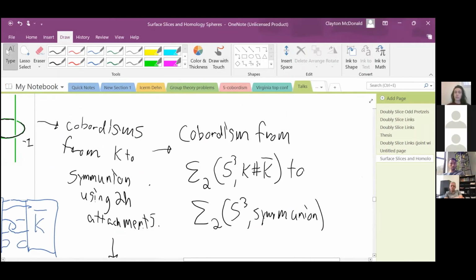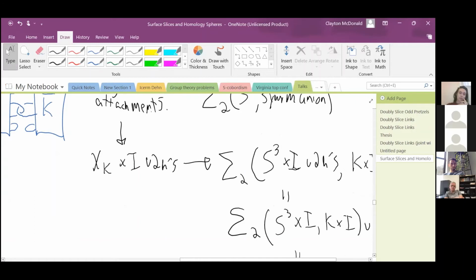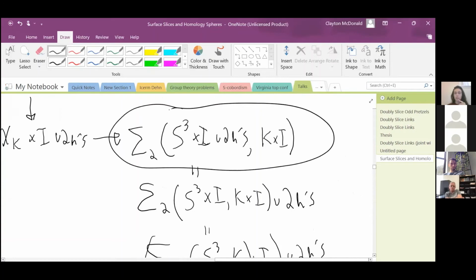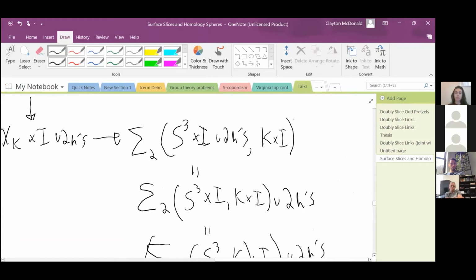And then, of course, that's going to naturally, by taking the branch cover, give us a cobordism from the branch cover of K, or sorry, not K, I want to say K cross K bar here. That's going to give us a natural cobordism from the double cover of K cross K bar to the double cover of the symmetric union. So the idea here is that we start with XK cross I, and then we add these two handles. And then that's going to give us the double branch cover. We're going to get the double branch cover of S3 cross I, union those two handles branched along K cross I.